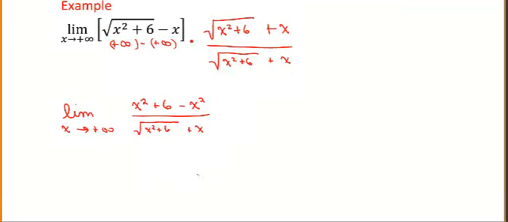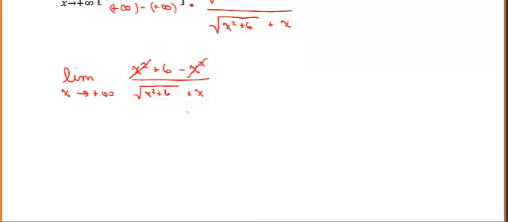Well, of course, the x squared subtract off, and I'm just left with 6 in the numerator. If I look at this, I have 6, and the denominator is getting to be a very big number. This is going to positive infinity, plus another positive infinity. So the denominator is getting huge.